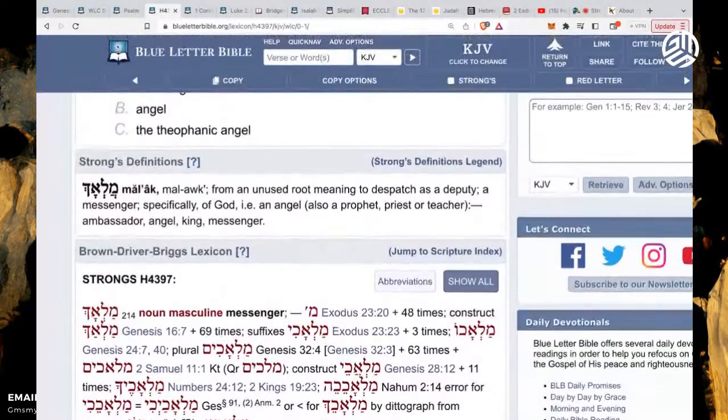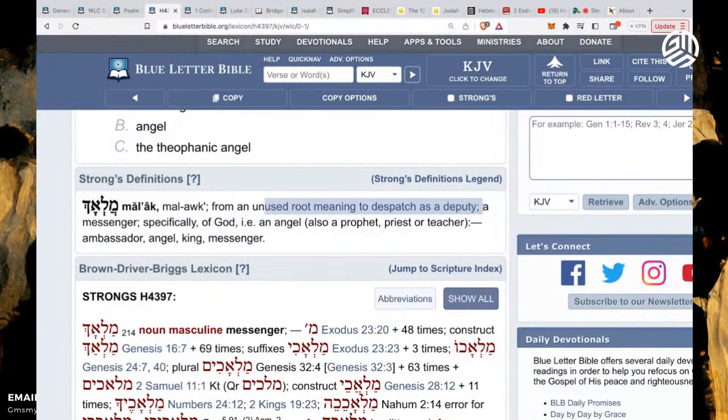So you can see here the definition says, and this is not true, unused root. Anytime you see unused root, that just means that it's not a very common one, or maybe something that Esau doesn't have a full understanding of. But again, malak, we can see, is simply located in this word. It says a messenger, specifically of the Most High, Yahweh, that's the ultimate king.